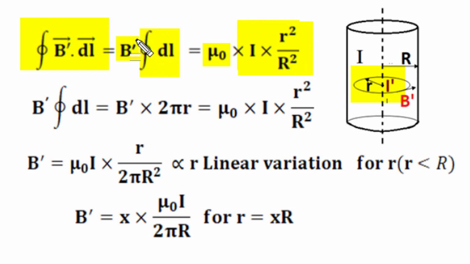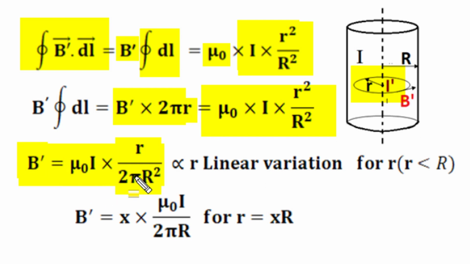Now this integration of the circular length becomes 2 pi r, and on simplification of left hand side and right hand side, removing one r from both sides and taking 2 pi to the other side, will make the internal magnetic field flux density as mu 0 I multiplied by r divided by 2 pi R square. And this expression clearly indicates that the internal magnetic field flux density is directly proportional to the distance of the observation position from the central axis, and there is a linear variation.